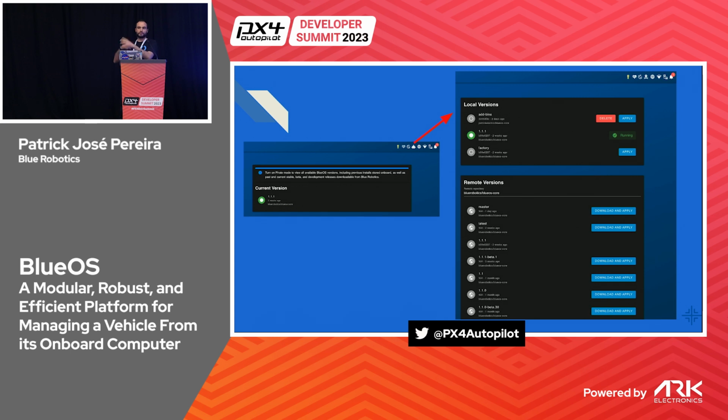If something goes wrong on BlueOS when running, by default, it does a fallback to the factory version.